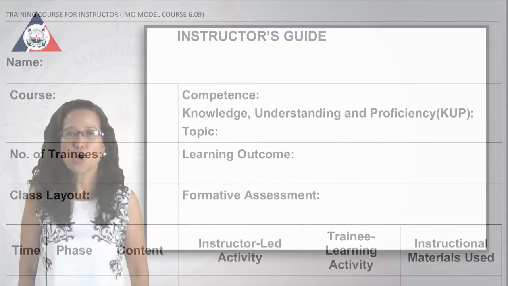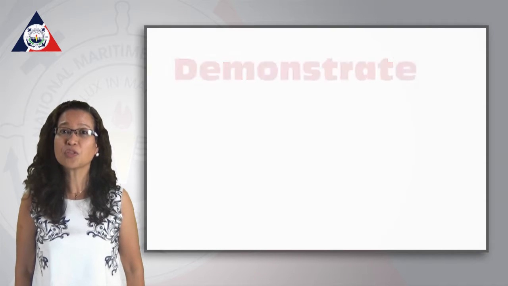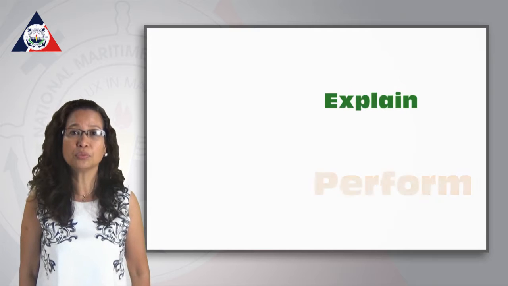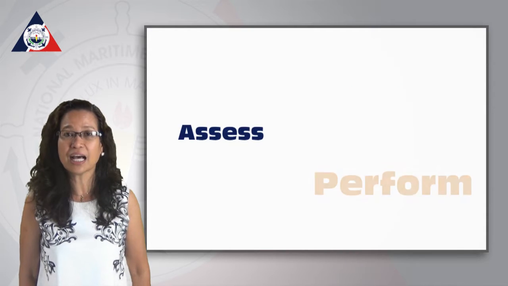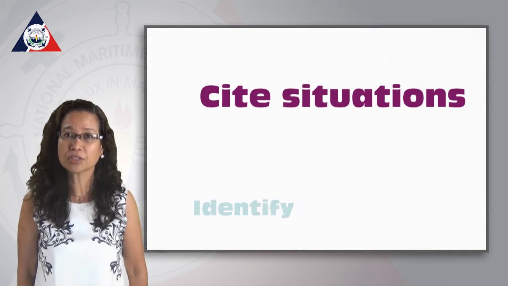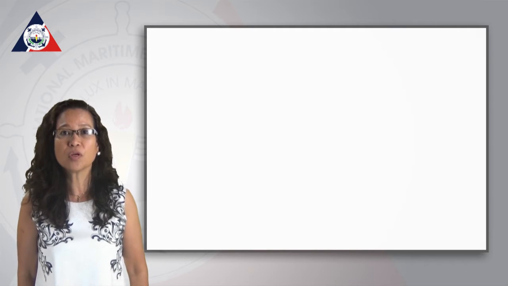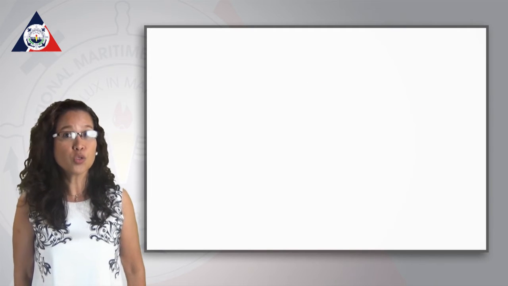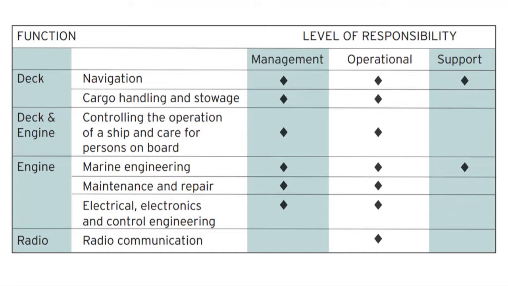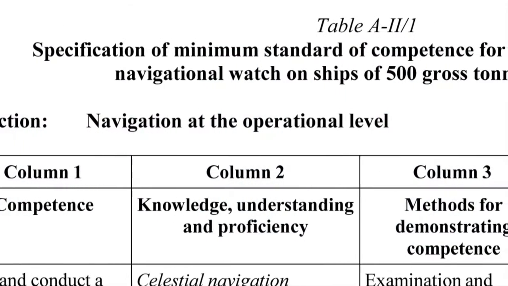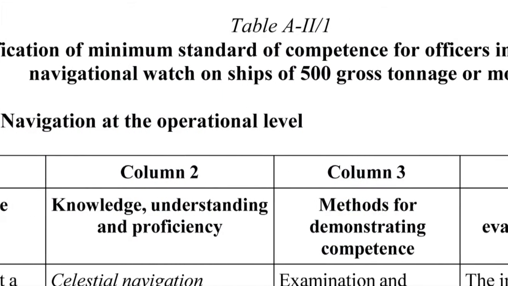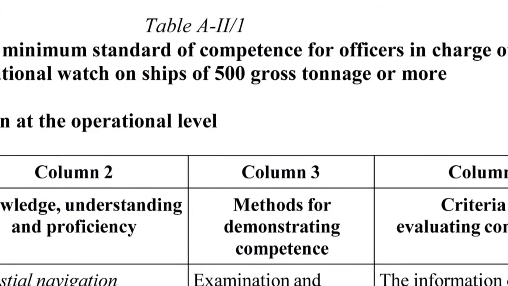If you recall, your learning outcome is what you expect your trainees to do or demonstrate at the end of your instruction. When you formulate your learning outcomes, you have to remember that you have to take into account the competence and the level of responsibility as stipulated in the table of competences of the STCW code.